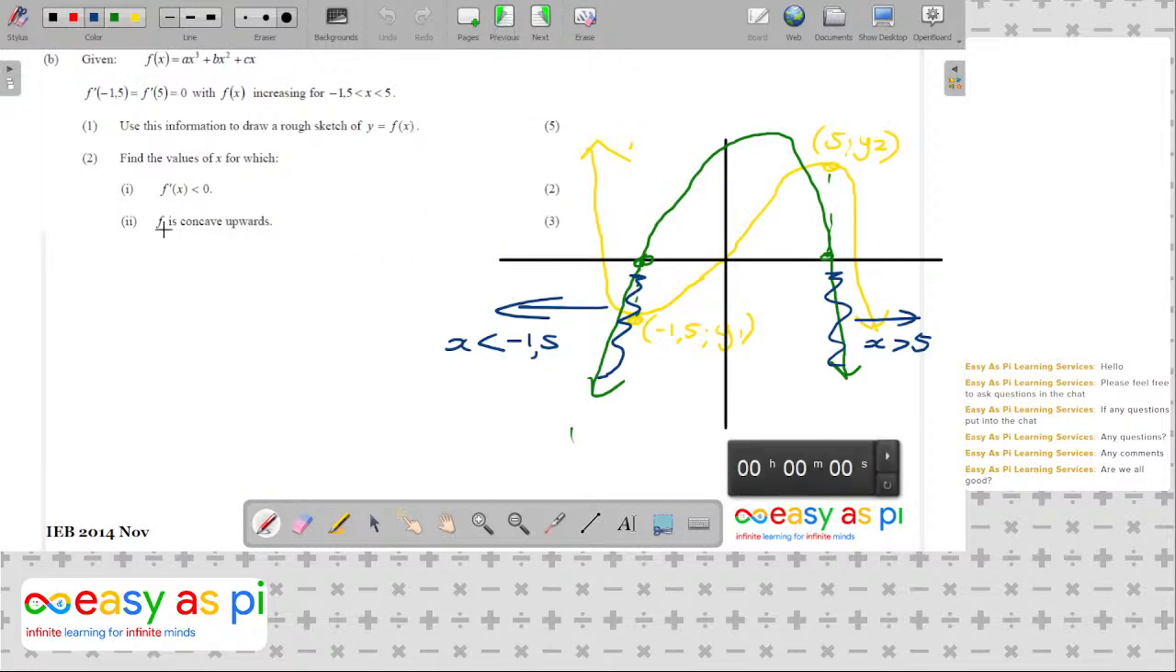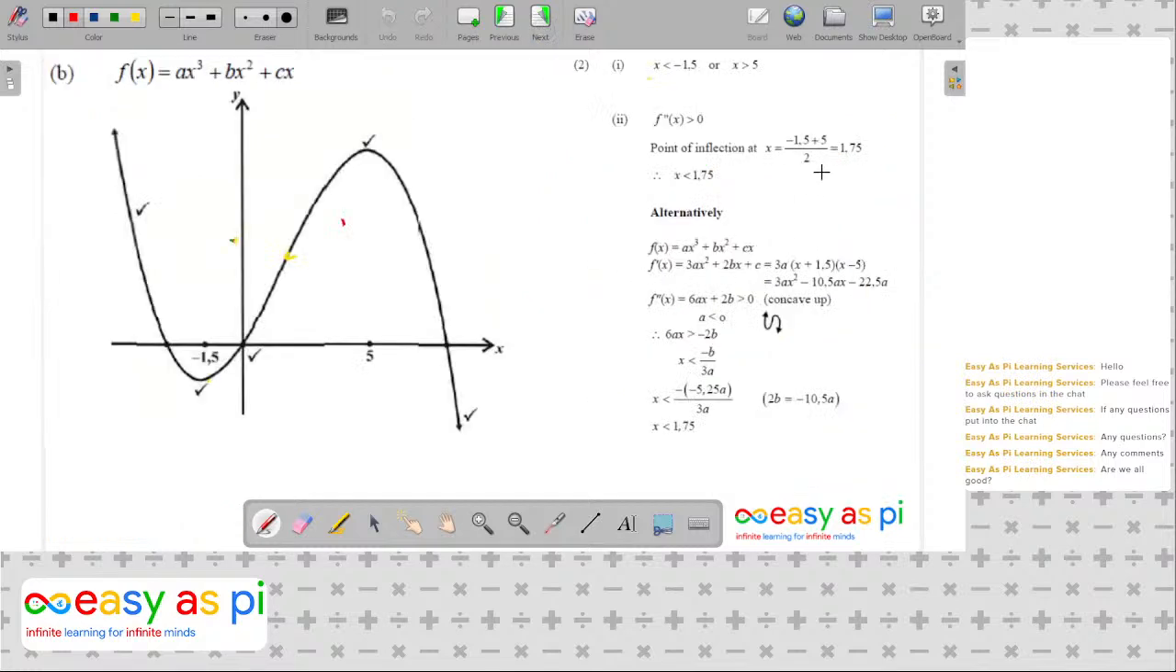And then the last one is, where is f concave upwards? Now remember, in terms of concavity, we then need to look at the second derivative. But remember, the second derivative is also related to the turning point of the first derivative, right? And that's halfway. So we know that this is going to be some line that looks like this. Okay, that's my second derivative, f double dashed. Now, can we work out this midpoint? Yes, we can. We just take minus 1.5, add it to 5, and divide by 2. Okay, and I get 1.75.